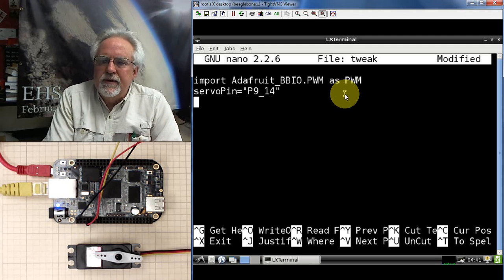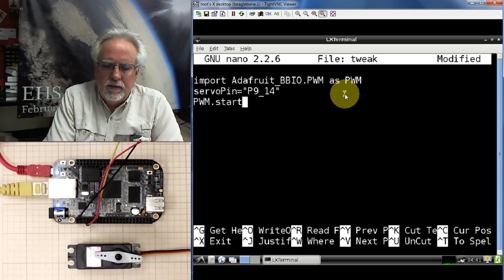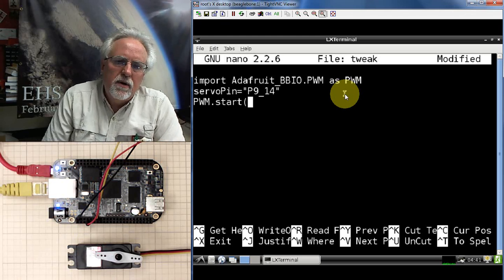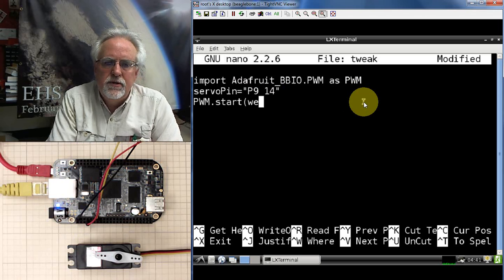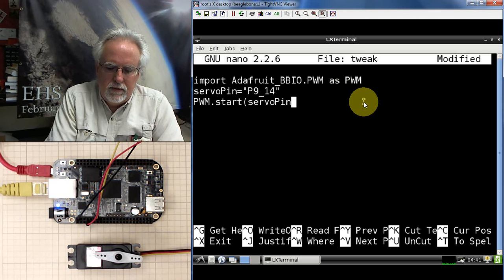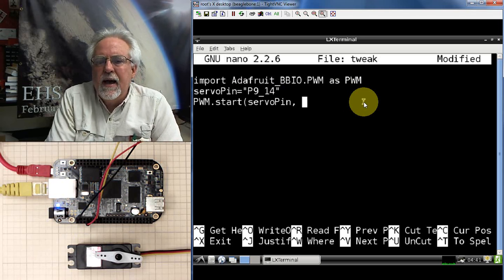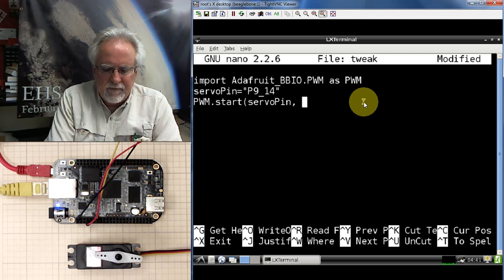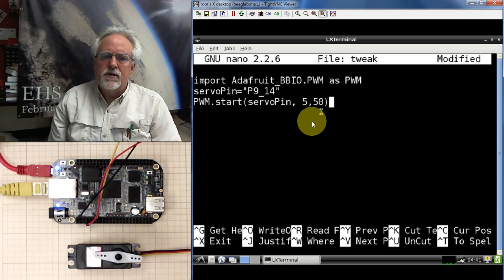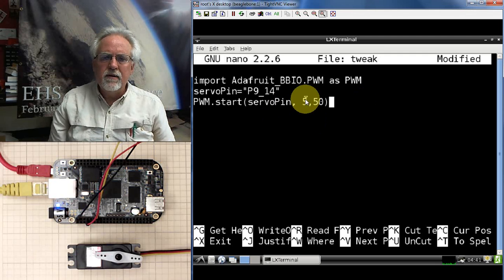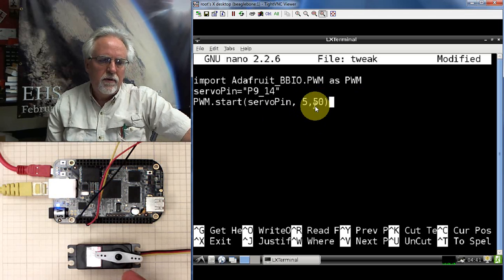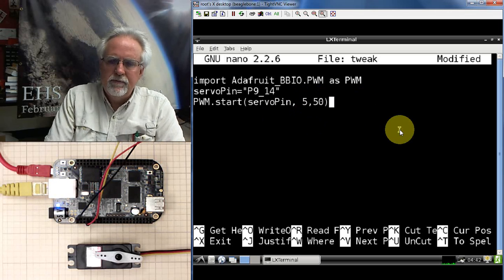We need to start that, so we're going to do pwm.start. What PWM pin do we want to turn on? Well, we want to turn on the one that we called servo pin. And then we want to start it at, okay, well, we said about a 5% duty cycle. So this is the duty cycle 5%. And what did we say for the frequency? 50 hertz. So we're going to start at a duty cycle of 5% on a 50 hertz signal, and that should move the servo all the way to the left to start with.